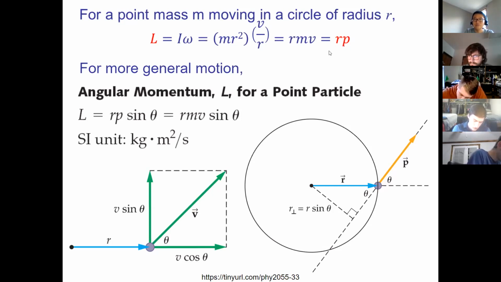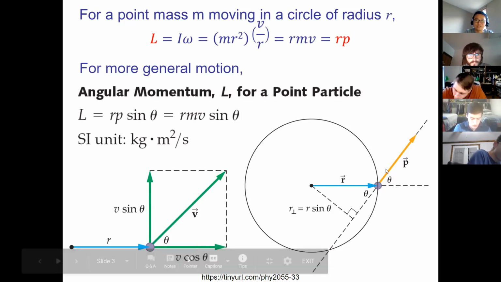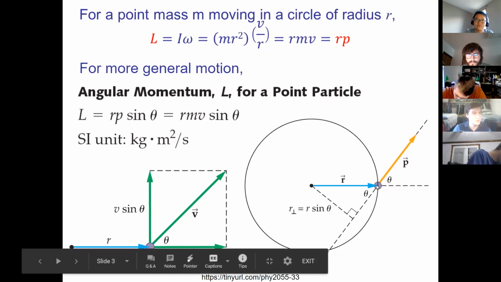So L in relationship to p is again similar to the other quantities we learned earlier in rotational motion in relationship to linear motion. It's r times p. This is the case when r and p, or the velocity, are in the tangential direction. Now, in general, sometimes the v is not in the tangential direction. For example, in the figure shown on the right here, the mass at a certain moment may be going in that direction.